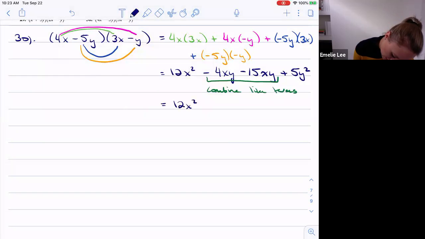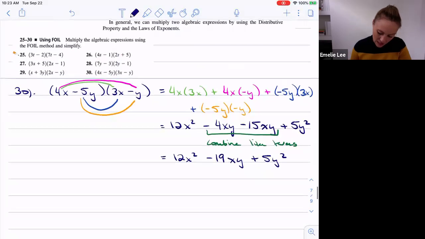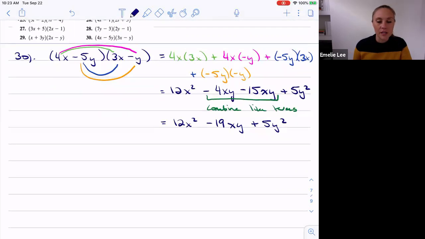So I get 12x squared, negative 4 minus 15, 19, so negative 19xy plus 5y squared, and then we're done, because the whole goal was to simplify. So this is simplified. There's nothing else that we can do here. Just make a note here. Good. Okay.